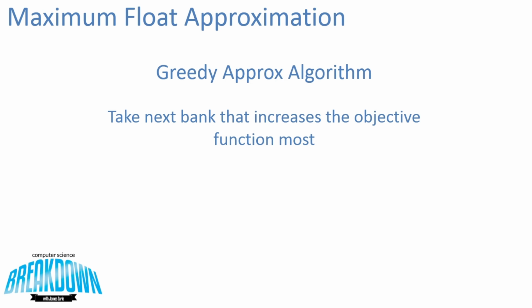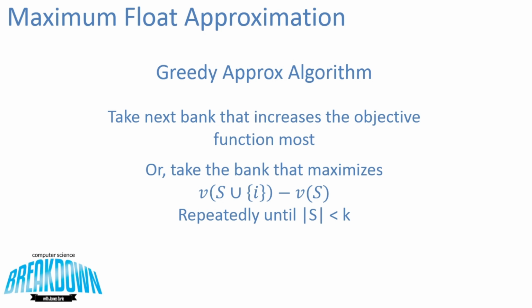to pay person J. So if we were to write this out, it would actually look like this. So whatever bank I maximizes the function V of S union I, so given bank I, minus V of S. So what this is really saying is just the set including bank I or the set not including bank I, and we're maximizing the difference between them.